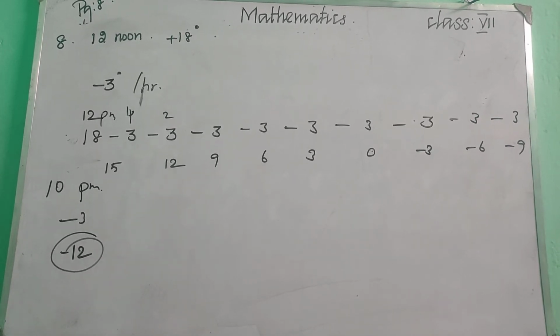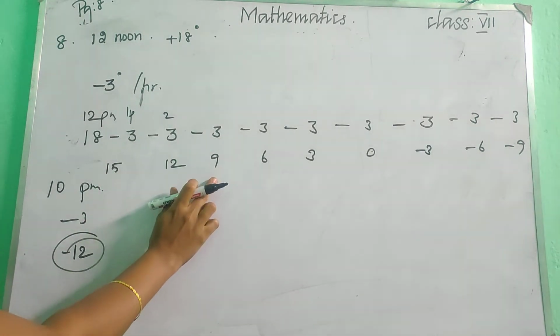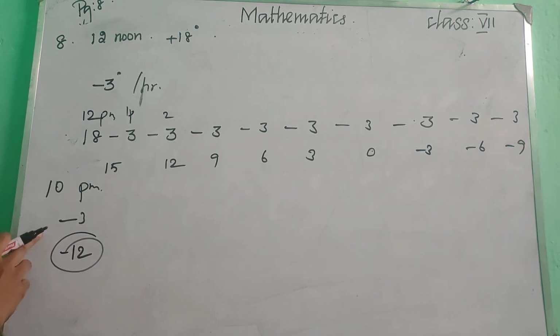So just note this in your book, in the side of your book. Simply we need to subtract 3. For every hour, 3 degrees is reducing. So we are just subtracting 3 from that 18. For the first hour we are getting 15. The second hour 12, 9, 6. Likewise it was reducing, and at 10 p.m. we are getting minus 12.